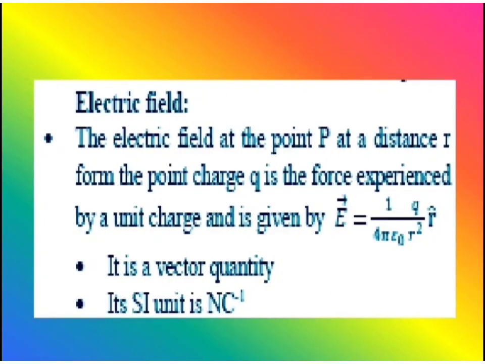What is called the electric field? The electric field at the point P at a distance r from the point charge Q is the force experienced by a unit charge, and it is given by E vector is equal to 1 divided by 4 pi epsilon naught Q by r square into r cap. It is a vector quantity. The unit of electric field intensity is Newton per Coulomb or volt per meter.